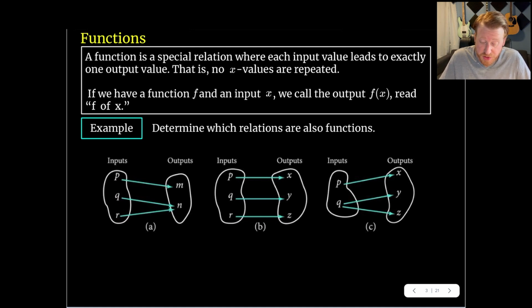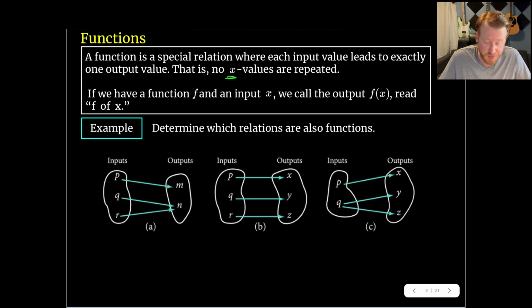A function is a special relation where each input value leads to exactly one output value. That is, no x value, no input value is repeated. If we have a function, we give it a name like f, or maybe g, or h, or k. Most of the time we use f for function. And for an input x we would call the output f of x, read "f of x."